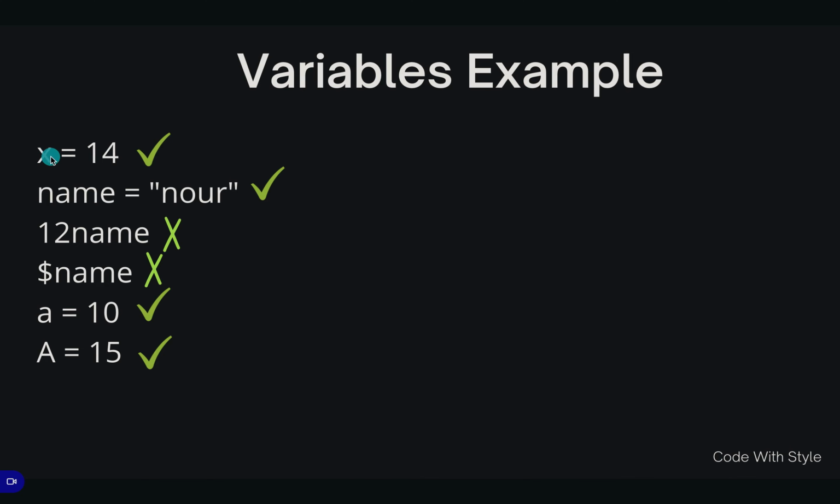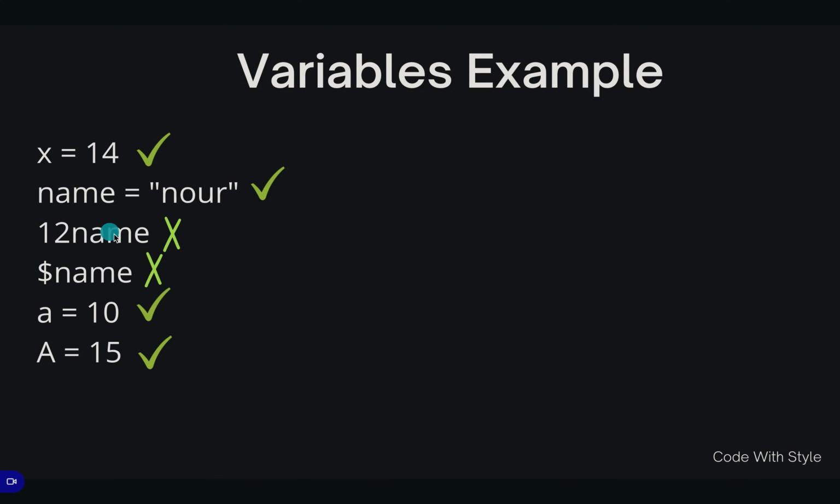For the variable named x, we're assigning the value 14. This is correct. It's valid Python syntax and it won't give us an error. Now this is also a variable, name, and we're assigning it "Noor". We'll discuss now in Visual Studio Code the difference between the code with quotes and without quotes.